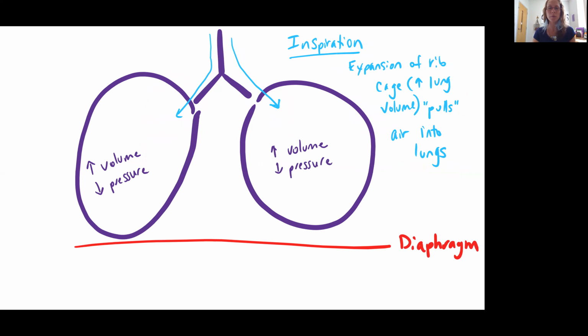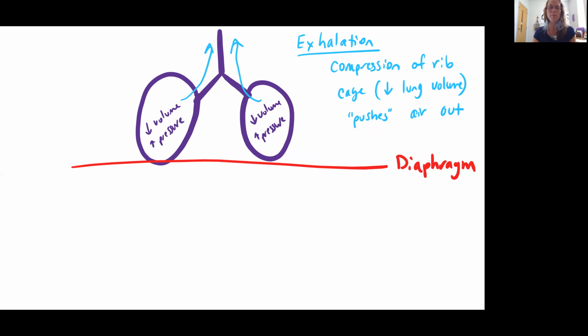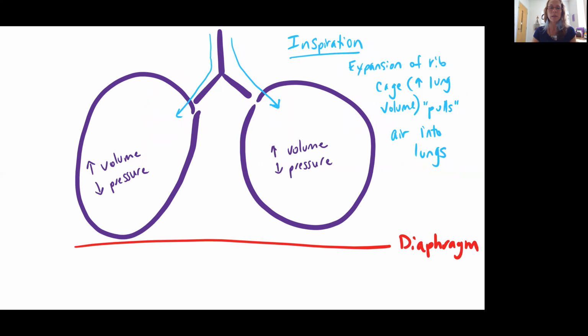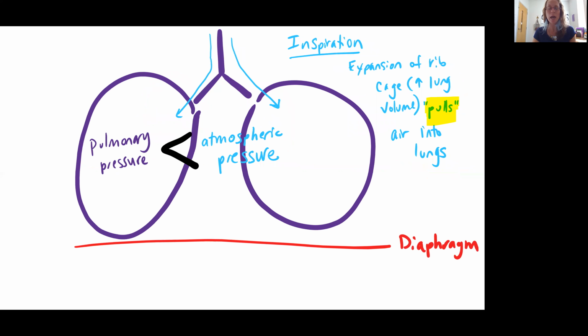So here in inspiration or inhale, again, by expanding the rib cage, you're expanding the lungs. That's increasing the volume and decreasing the pressure so that the pulmonary pressure is less than the atmospheric pressure. This means that air is going to go from high to low pressure. So it's going to go from the atmosphere to the pulmonary, to the lungs.